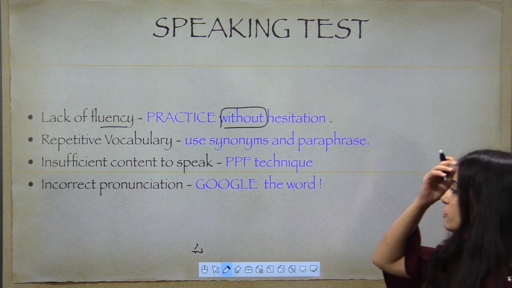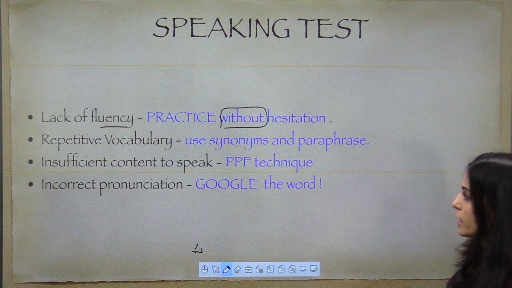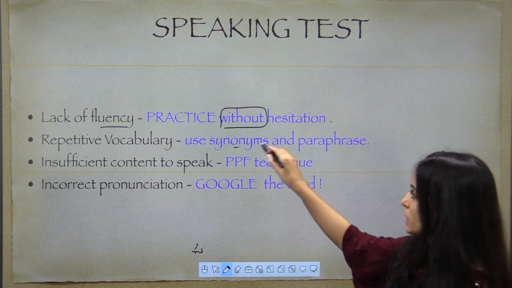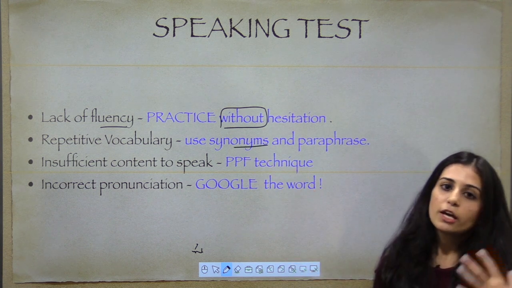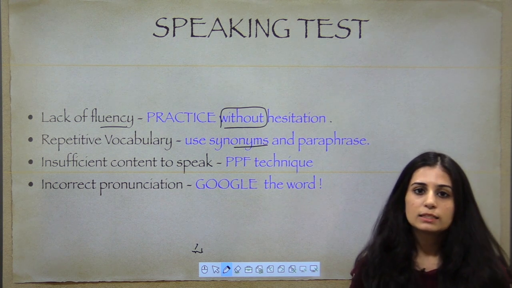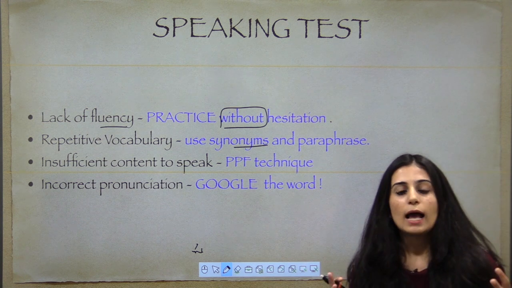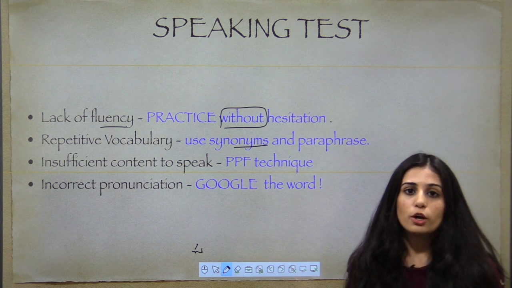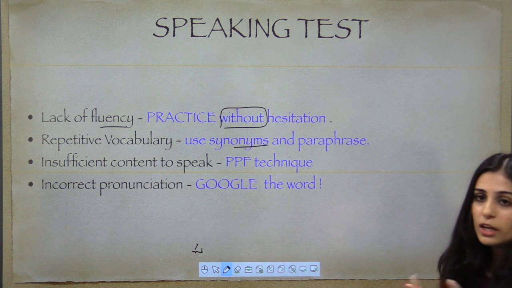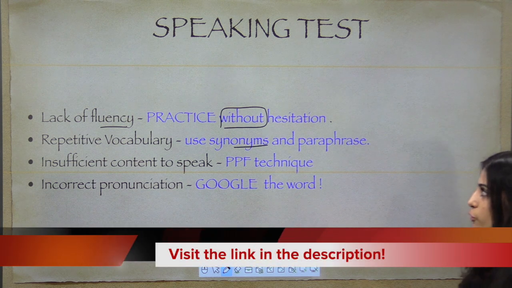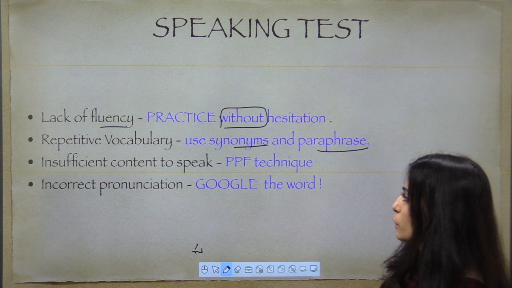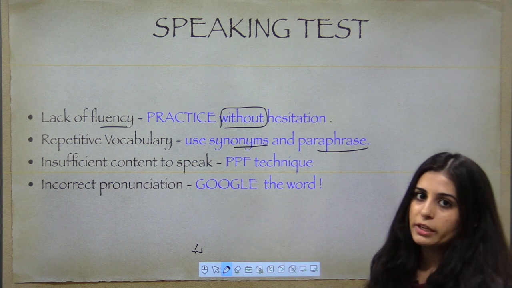Next is repetitive vocabulary. Here again the same rule that we have applied for writing will be used. We'll be helping you out with synonyms, topic specific vocabulary. If the question is about food, we'll tell you how to use different words like cuisines, delicious, scrumptious, and you can also talk about taste, mouth-watering, presentation, and all of that. Aroma is another word that's topic specific and related to food. Paraphrasing again is going to help you out in not repeating your words.